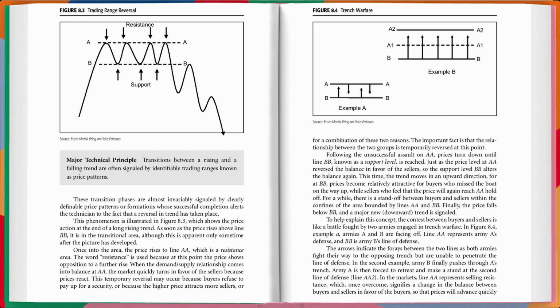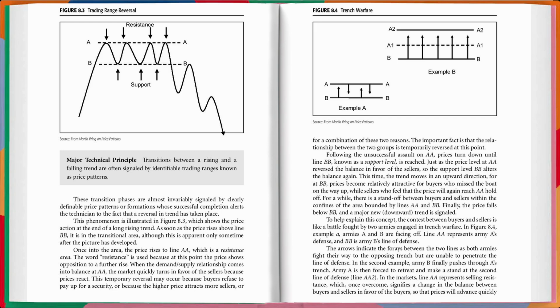The arrows indicate the forays between the two lines as both armies fight their way to the opposing trench, but are unable to penetrate the line of defense. In the second example, Army B finally pushes through A's trench. Army A is then forced to retreat and make a stand at the second line of defense, line AA2.